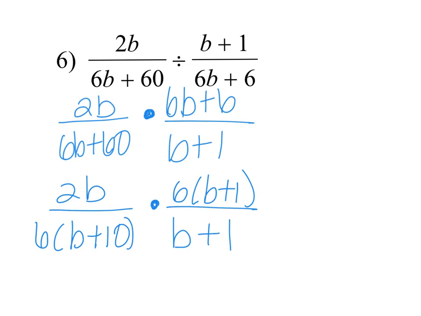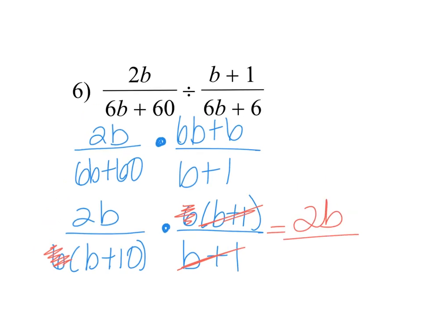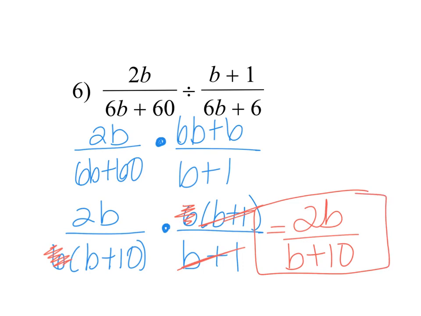Now I'm looking for top, bottom, or diagonal that are the same that I can cancel. I see a 6 and a 6 that can cancel. And then I also have a b plus 1 and a b plus 1 that can cancel. Only thing left in the numerator is the 2b. Only thing left in the denominator is b plus 10. I can't simplify anymore. That's my final answer.